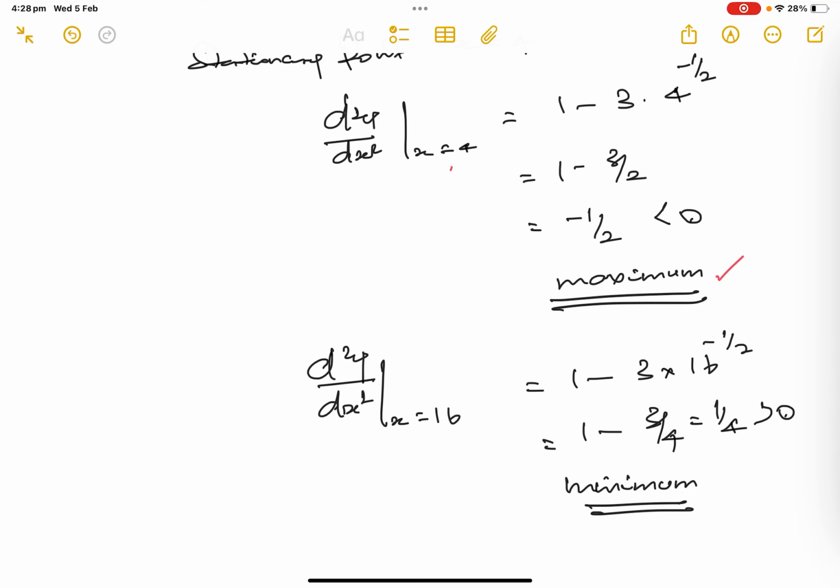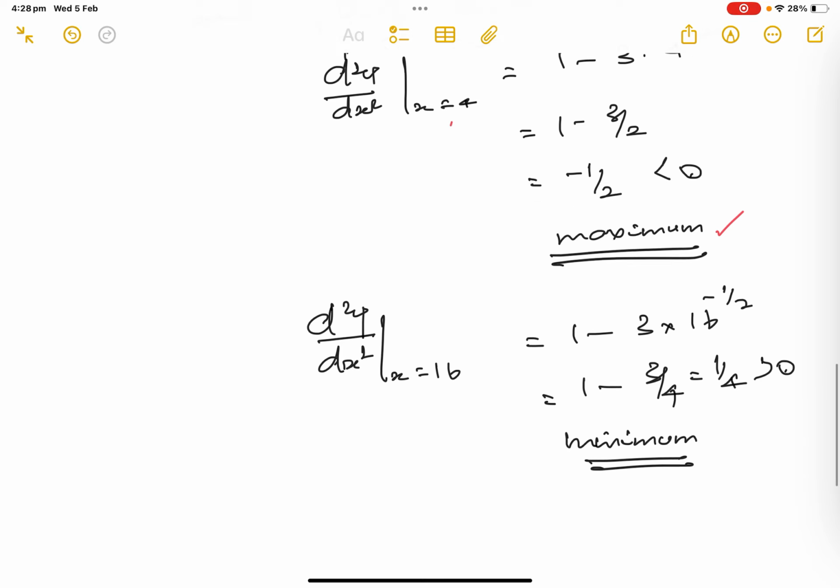And d2y over dx squared when x equals 16: when you apply that, 1 minus 3 times 16 to the power of minus half, that will be 4, so 3 over 4. 1 minus 3 over 4 is a quarter, which is greater than 0. That is a minimum. So the sign of the second differentiation gives us the type of stationary point, maximum or minimum.